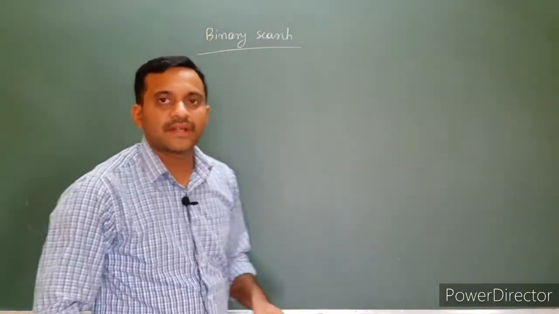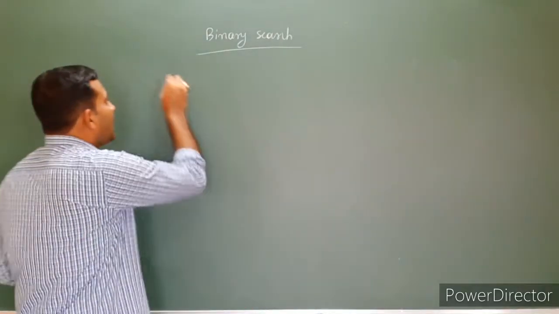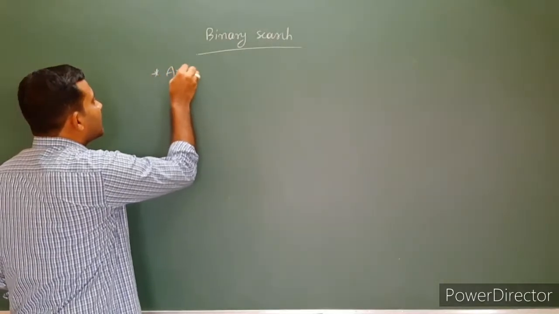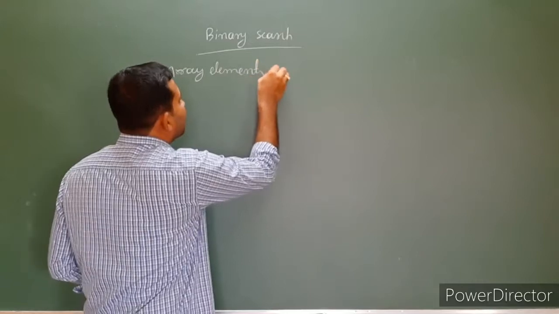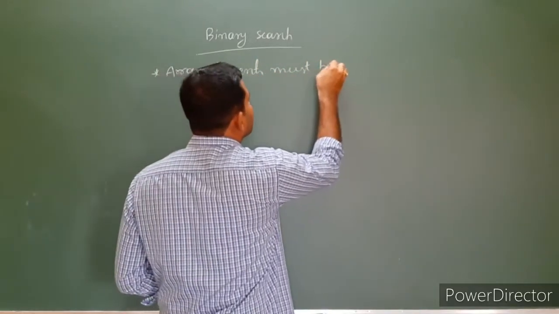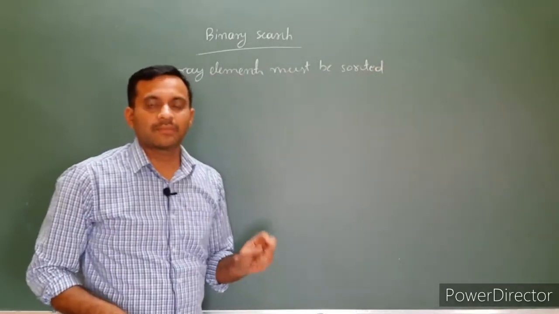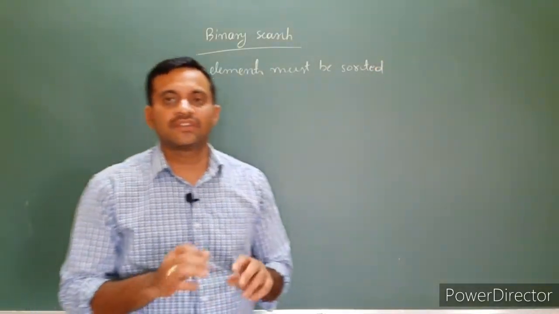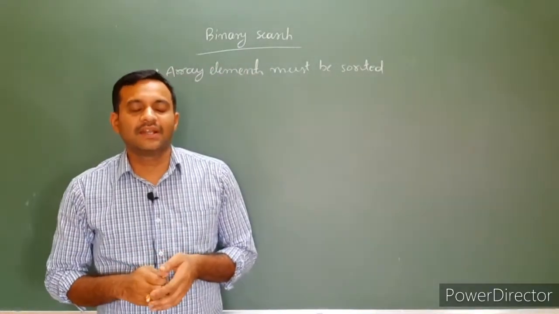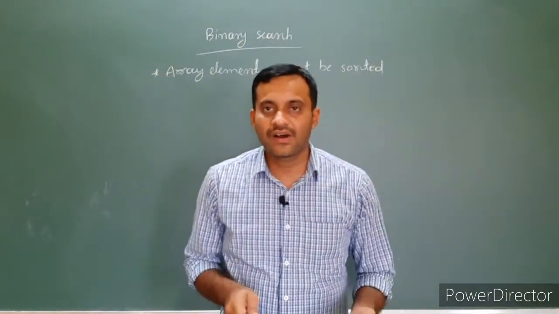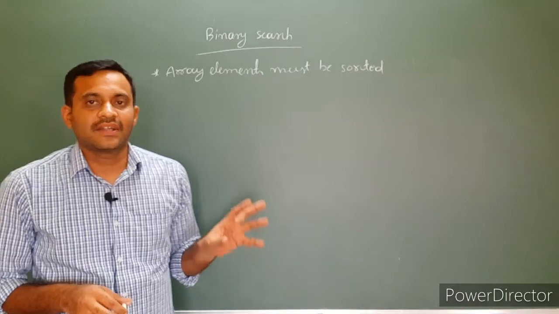To find the location of an element using binary search, there is a basic condition: the array elements must be sorted. If array elements are sorted, then we apply the binary search method. If it is not sorted, then we can't apply the binary search method. The elements are sorted either in ascending order or descending order. Here we discuss the elements in ascending order.